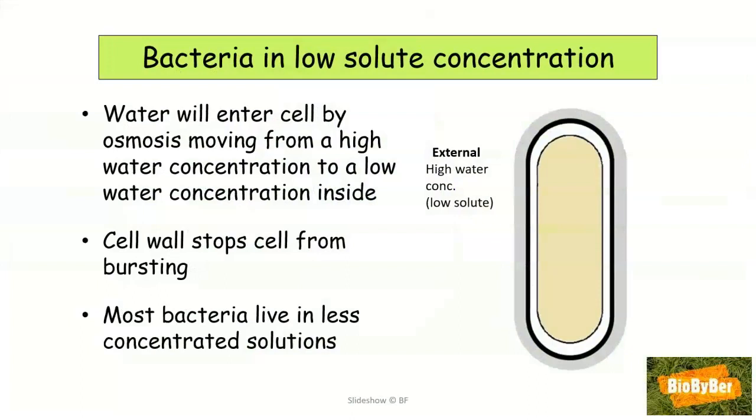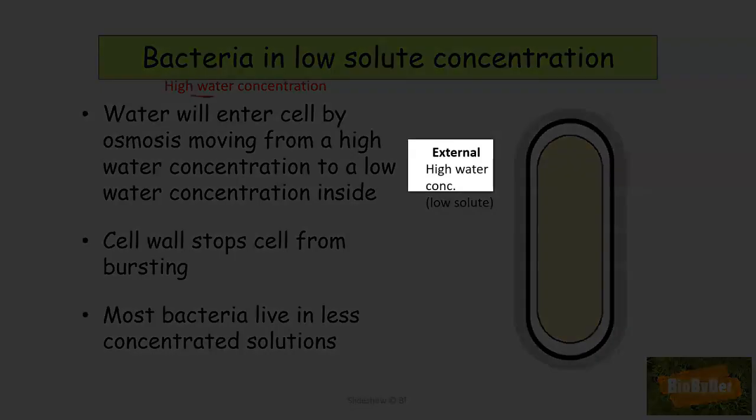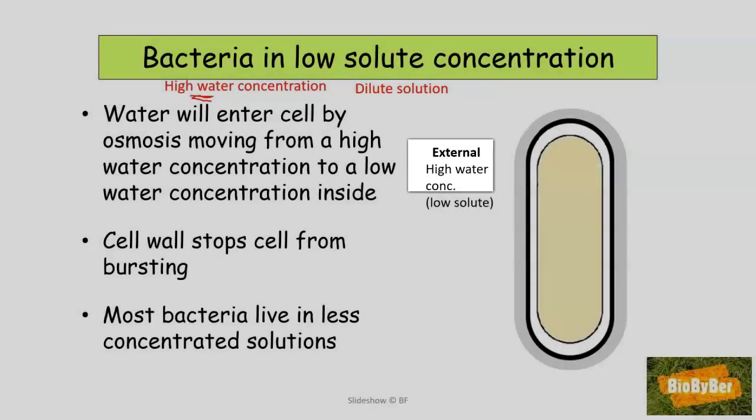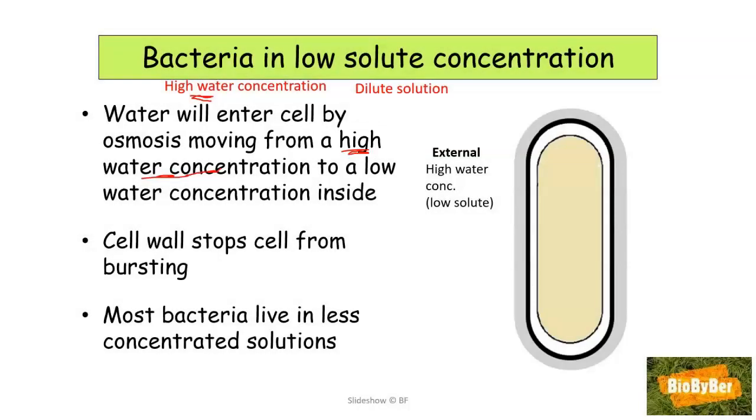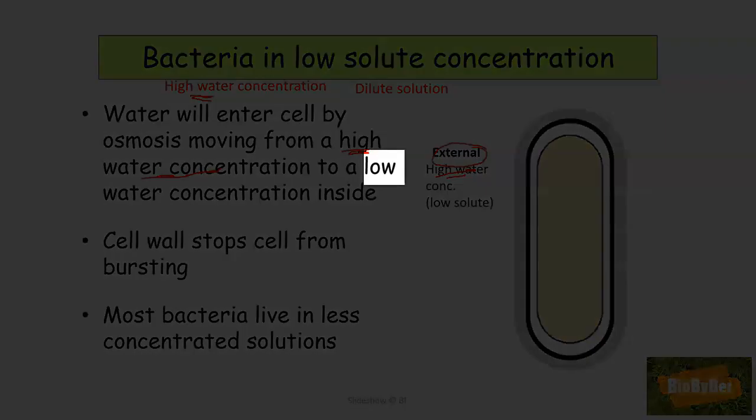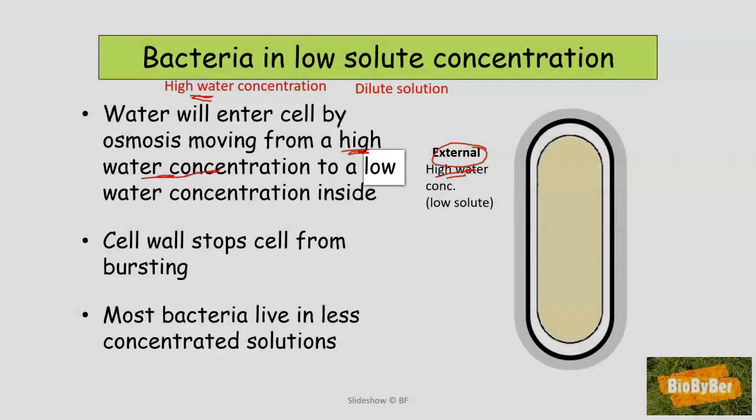Now back to the idea of how solute concentration can affect bacterial growth. If we take the example of bacteria in low solute concentration, meaning, as we're going to stress, high water concentration, then we should know from what we have just revised that water will enter the bacterial cell by osmosis. Water moves from a high water concentration, which is outside or external to the cell, to a low water concentration inside the cell.